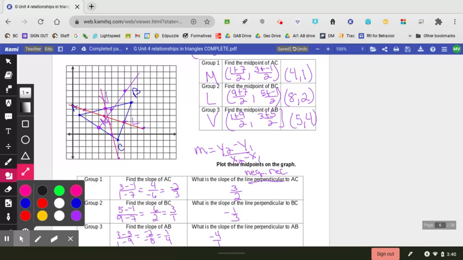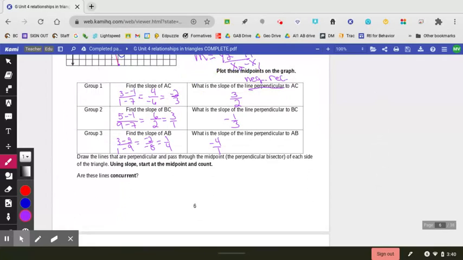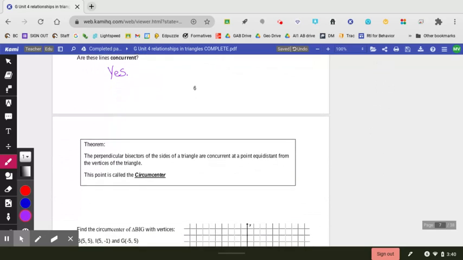And you can see that all three of those lines intersect here in the middle. That is my point of concurrency, which is going to be called the circumcenter. So, are the lines concurrent? Yes, because they meet at a single point. Theorem. The perpendicular bisectors of the sides of a triangle are concurrent at a point equidistant from the vertices of the triangle. This point is called the circumcenter.